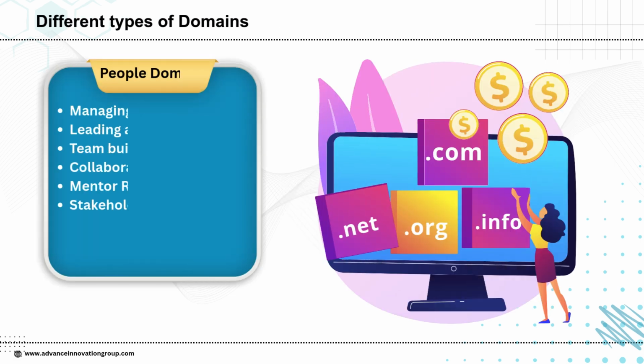The people domain focuses on the human side of project management, recognizing that people are at the core of every successful project. It involves managing conflicts effectively, leading teams with clarity and vision, and fostering team building to create trust and collaboration. Strong communication and collaboration practices ensure that team members work together toward shared goals.